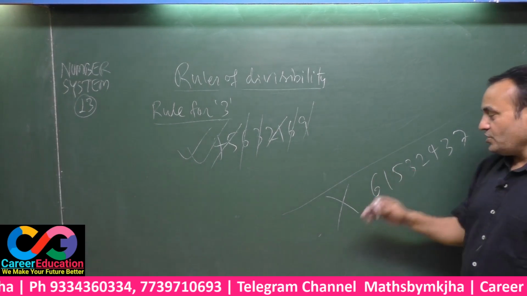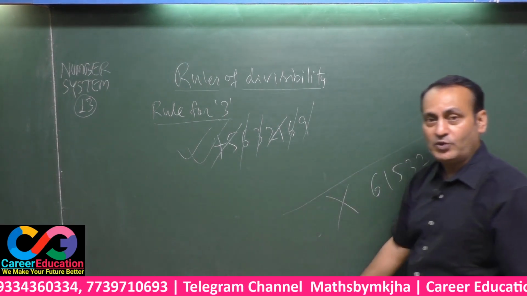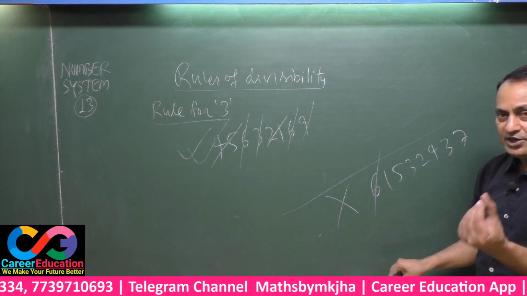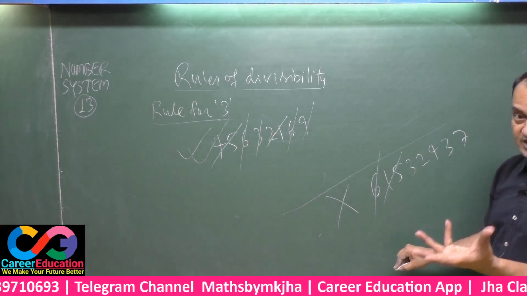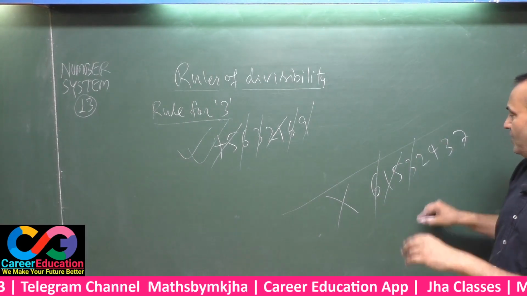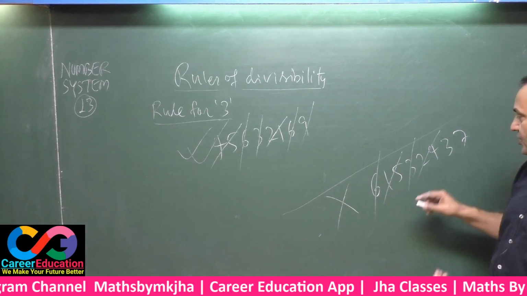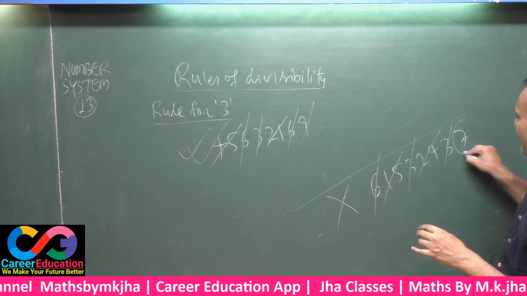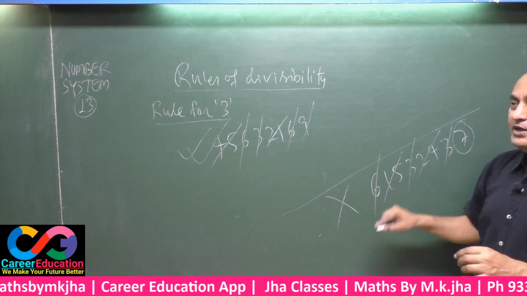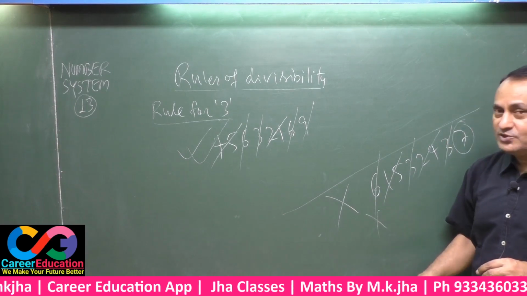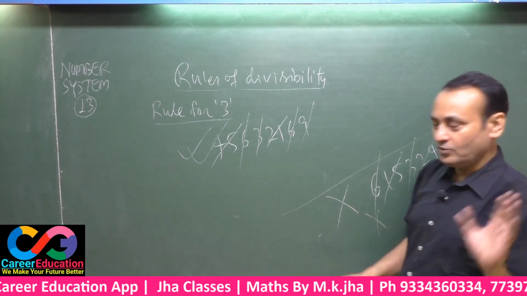In this question, whether the number is divisible by 3 or not, you have to do: 6 is completely divisible by 3, 5 plus 1, 6 is divisible by 3, 3 is divisible by 3, 4 plus 2, 6 divisible by 3, 3 is divisible by 3, 7 remaining here. That means this number is not divisible by 3. Note down.